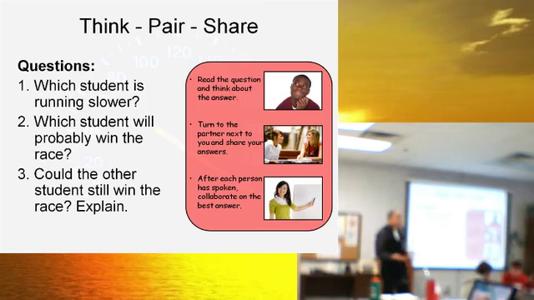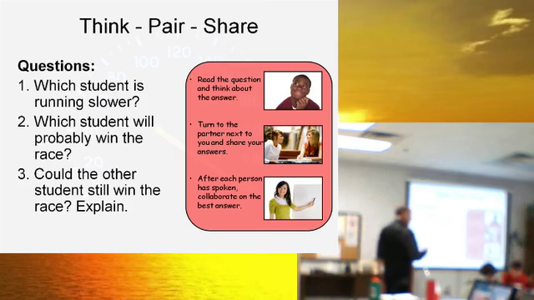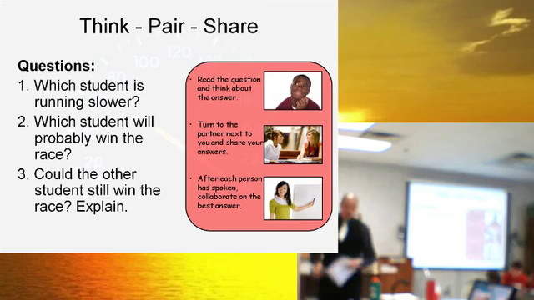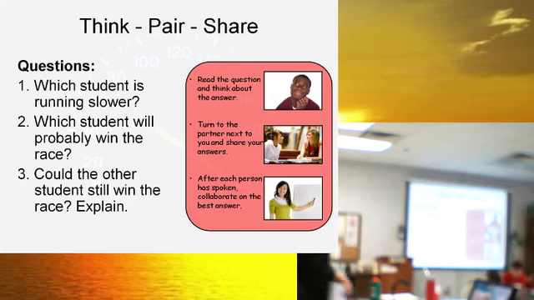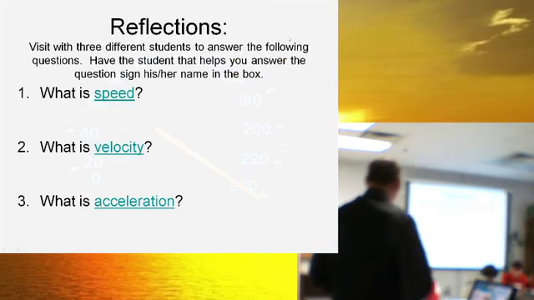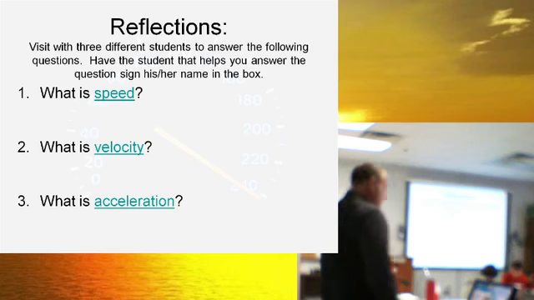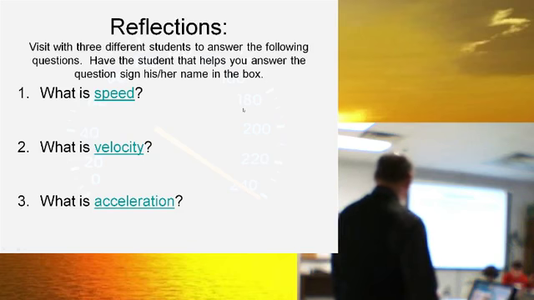Tron may trip and fall. He may get tired and slow down. Darian could speed up. All of those things could happen. But given the data we have, we have to assume that Tron's going to win. Okay? Any questions about that? Okay, let's take a look at what these are. So flip your sheet over, please, and you're going to be writing the definition for each one of these words. First of all, what is speed?